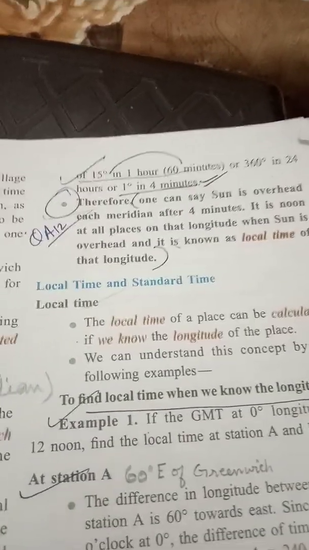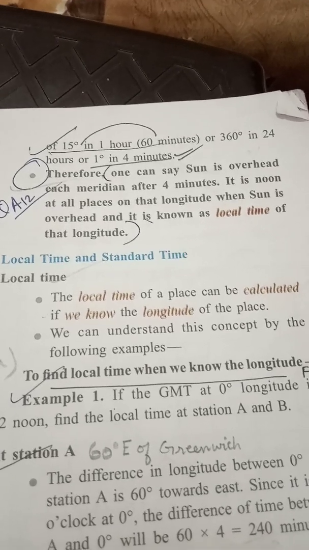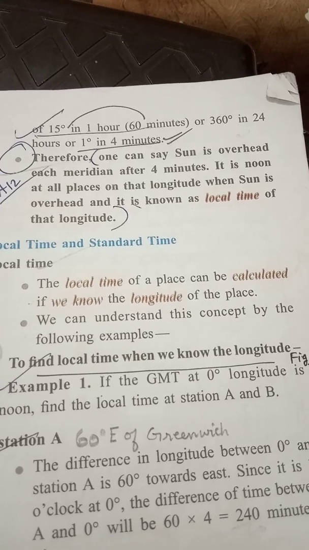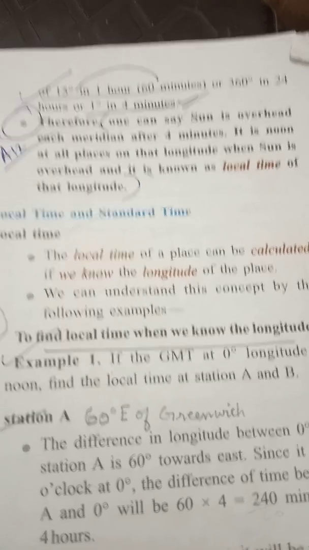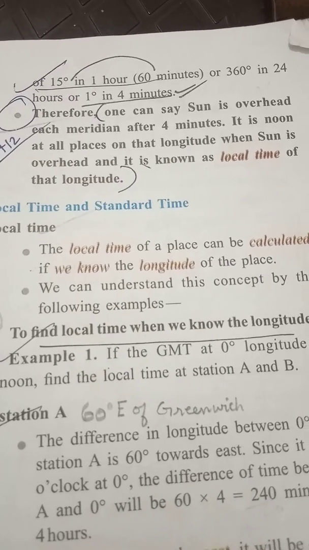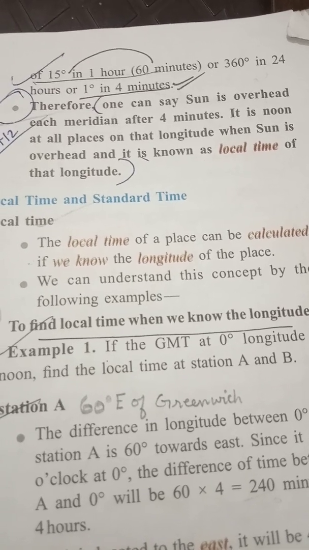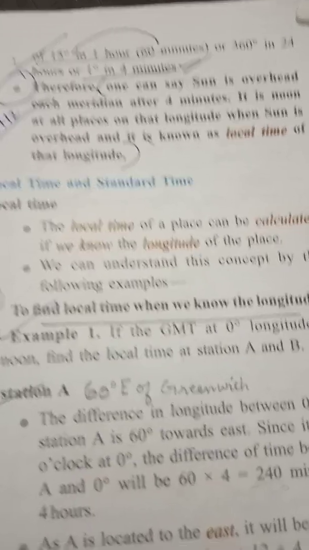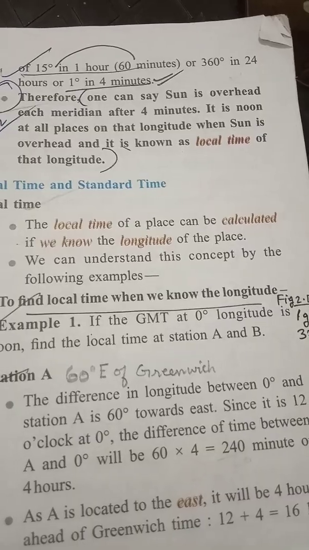That is why we say the sun appears to move at the rate of 15 degrees in 1 hour, that is 360 degrees in 24 hours, or we can say 1 degree in 4 minutes. Therefore, the sun is overhead each meridian after 4 minutes. So children, it will be noon at all places on that longitude when the sun is overhead, and that is known as the local time of that longitude. So the local time of any place can be calculated if we know the longitude of the place.